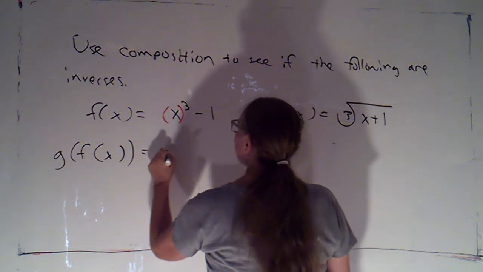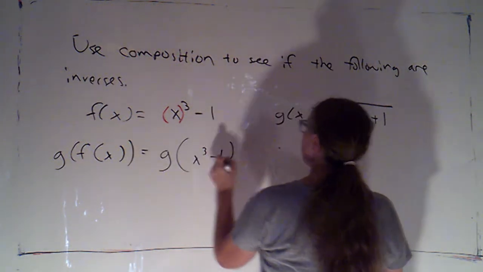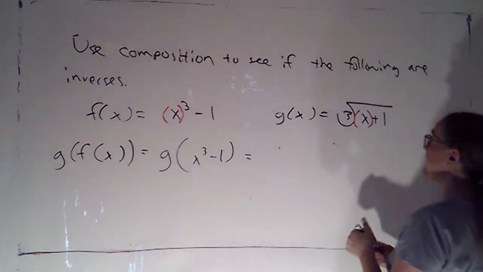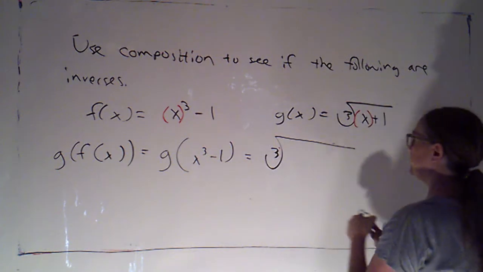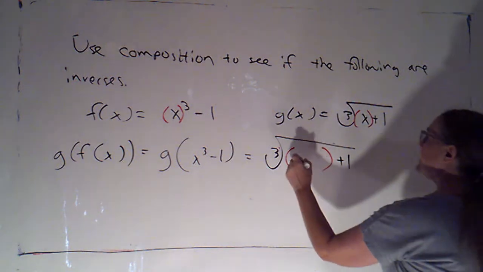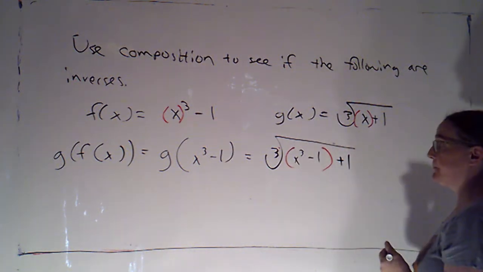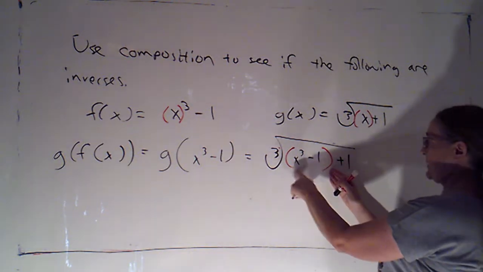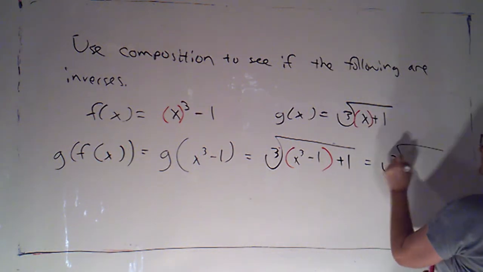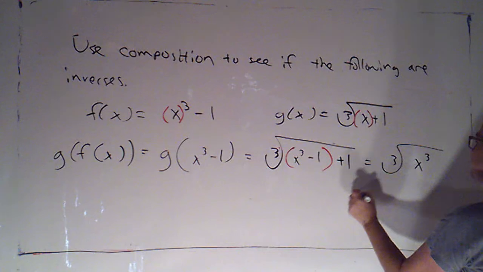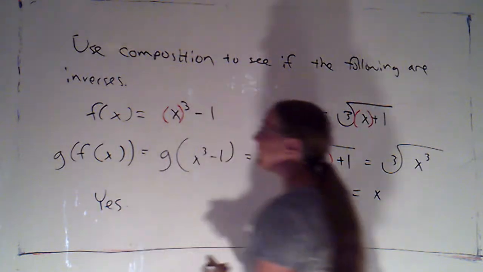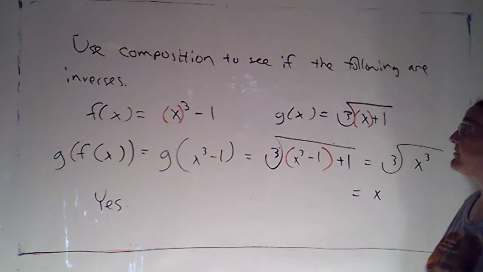Okay, so g of f of x would be g of x cubed minus 1. So with the g function, there's where I'm putting my input. So we're looking at the cube root of my input plus 1. What's going in here is x cubed minus 1. Now it turns out those parentheses aren't really necessary. What's under the radical is just x cubed minus 1 plus 1. I can simplify that to just x cubed. And the cube root of x cubed is just x. So the answer is yes. These are, in fact, inverses of each other.